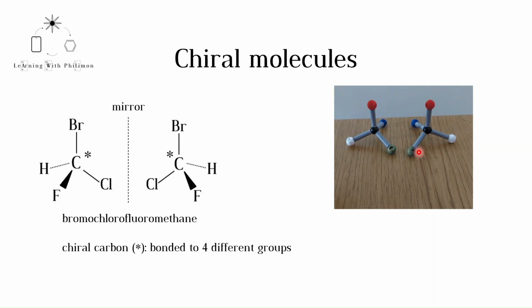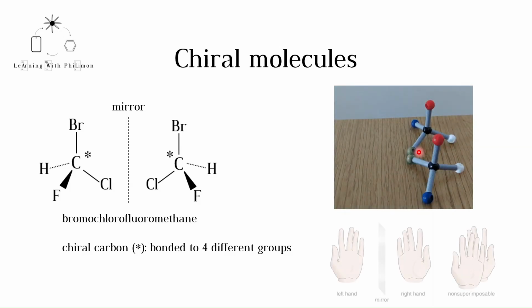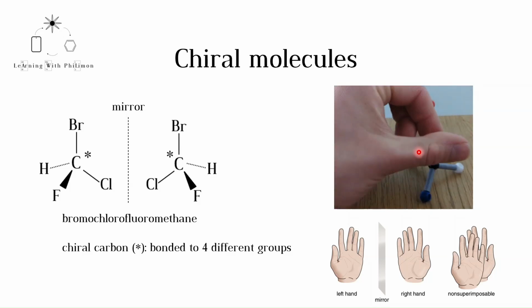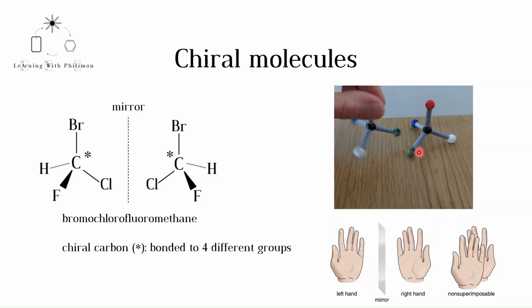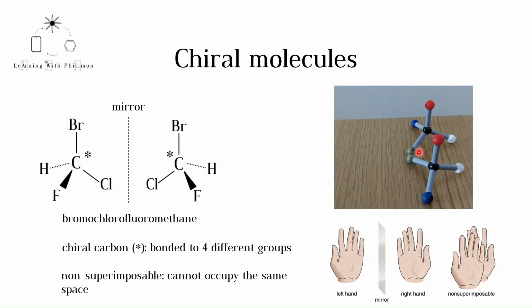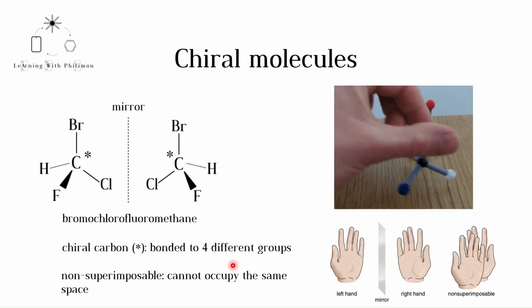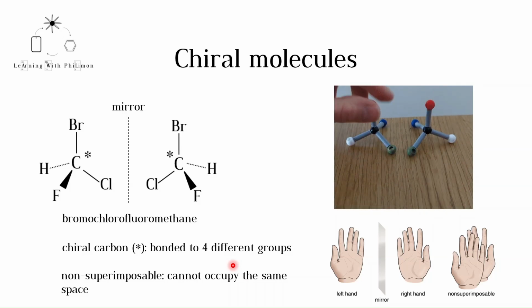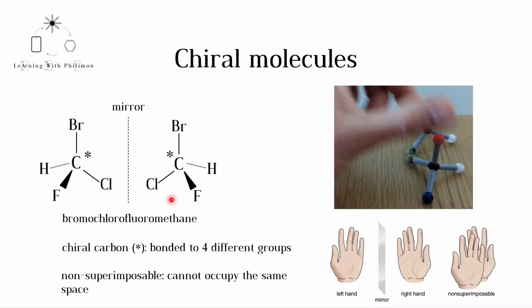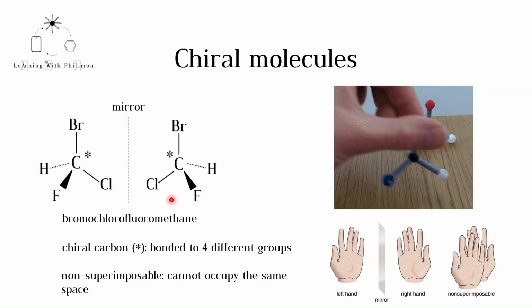This is something you can see in your daily life as well. Your right hand is a mirror image of your left hand. However, no matter how you rotate your left hand, it cannot occupy the same space as your right hand. This is what non-superimposable means, when two objects cannot occupy the same space. The term chiral comes from the Greek word cheri, which means hand. Note that chiral molecules do not have a plane of symmetry. This demonstration shows that these two molecules are different from each other. They are optical isomers. In the next slide, we will see how we distinguish between them.